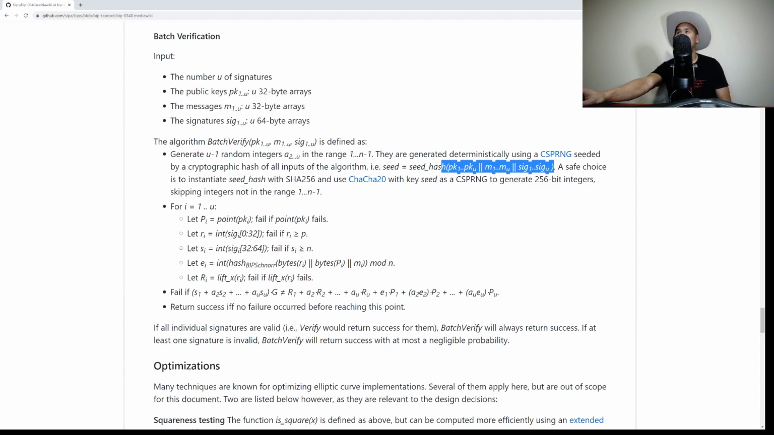Great. Okay, for i equals 1 to U, so it's a for loop here. P_i equals point of PK_i, fail if point of PK_i fails. Fail if r, yep, this is big endian, first 32 bytes big endian, last 32 bytes big endian. And this is e, and this is R.